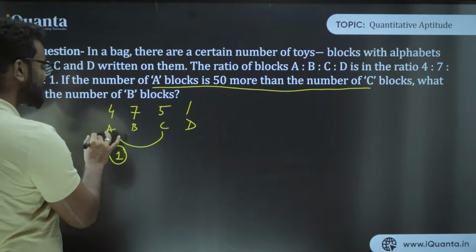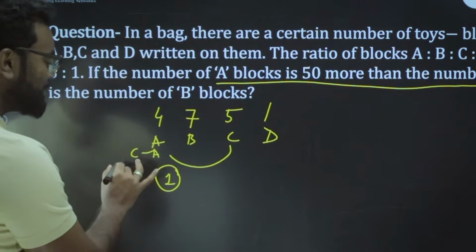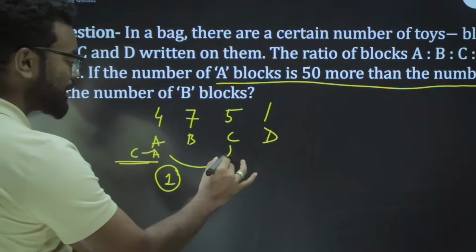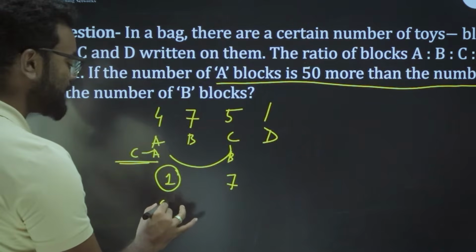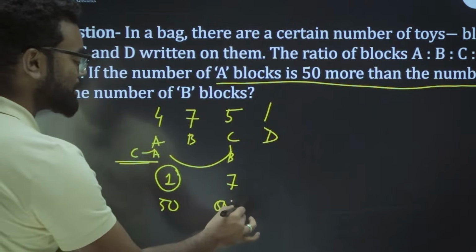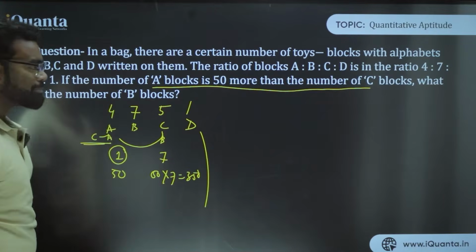So when the difference between C minus A is 1, listen to me carefully, what is B? B is 7. Now when the difference of C minus A is 50, then B has to be 50 into 7. So your answer is 350. This is the simplest way to solve this type of question.